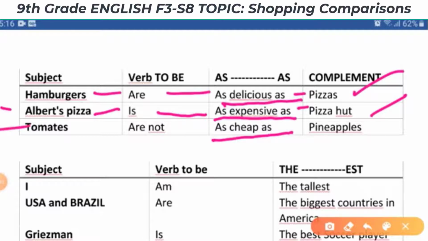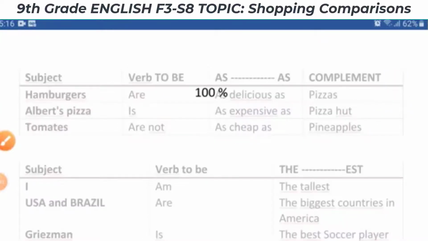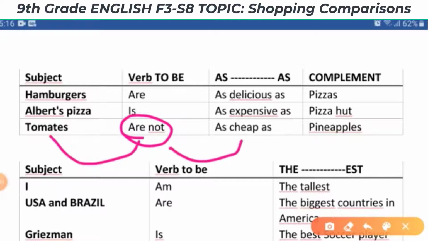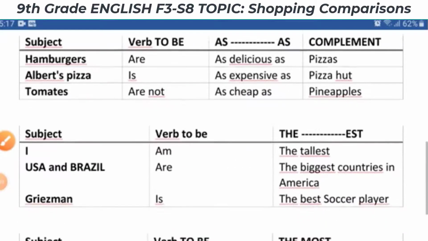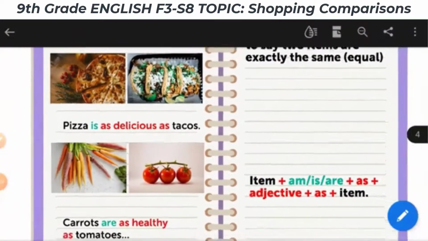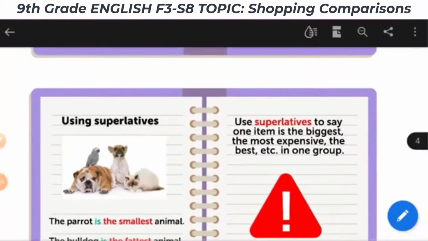Tomatoes are not as cheap as pineapples. Si ustedes se fijan aquí le dicen negative, yes? You can have negative examples too. Are not, no son. Tomatoes are not, no son, as cheap as, no son tan baratos como pineapple, yes? Tomatoes are not as cheap as pineapples, okay? Those are examples with as, adjective as. Another example, Teacher Rodrigo is as attractive as Lionel Messi, for example. Igual de atractivo que Lionel Messi, yes? Or Teacher Rodrigo is as attractive as William Levy, yes, for example. That would be one good example.